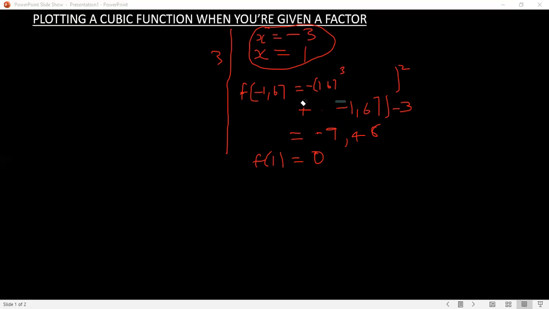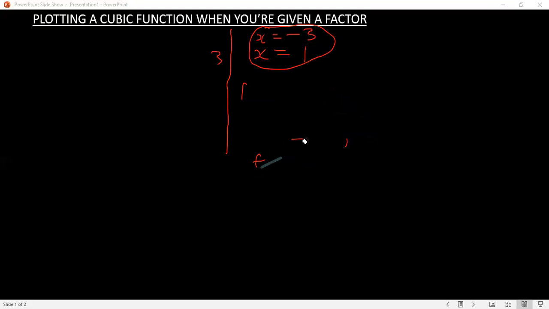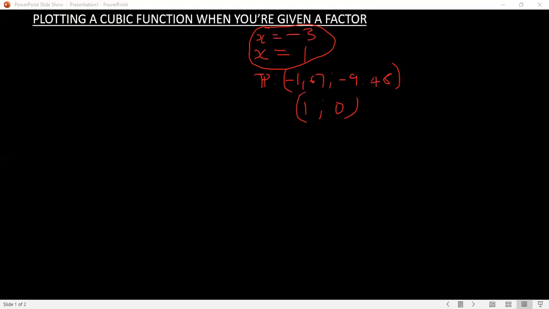I'm going to write them here. So we have our TP, the turning point: negative 1.67, negative 9.48. So this is our first pair. Then our second pair is 1, 0. Now let's plot our function.